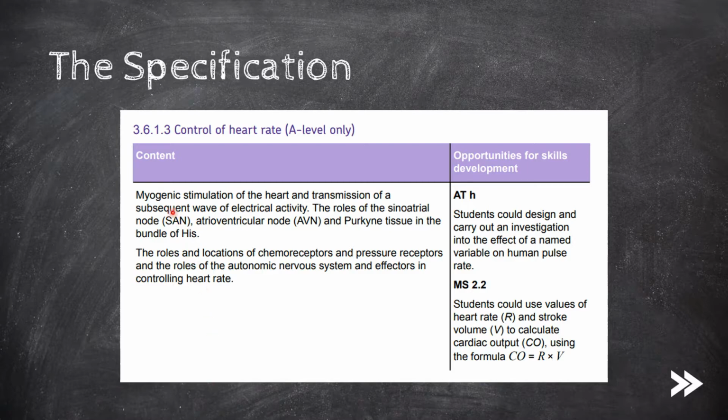So we need to know about the myogenic stimulation of the heart and transmission of a subsequent wave of electrical activity, i.e. how an electrical impulse is generated and the path that the electrical impulse takes. We need to know the roles of the sinoatrial node, also known as the SAN, the atrioventricular node, also known as the AVN, and Purkinje tissue in the bundle of His. Finally, we should know the roles and locations of chemoreceptors and pressure receptors, and the roles of the autonomic nervous system and effectors in controlling heart rate.